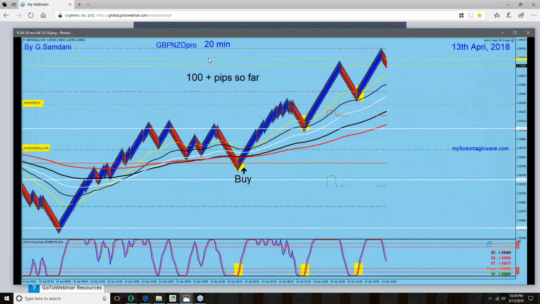Okay, so this is today's Pound Yen. Look, this was my entry, but there were two other very nice entries that I didn't take, because I was already in the trade all the way up to the upside, more than 100 pips. That's today. Okay, entry on the 13th.